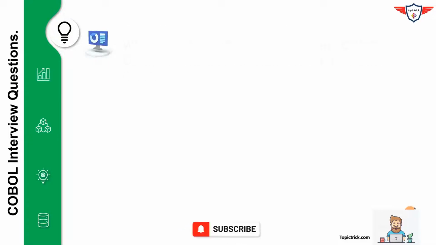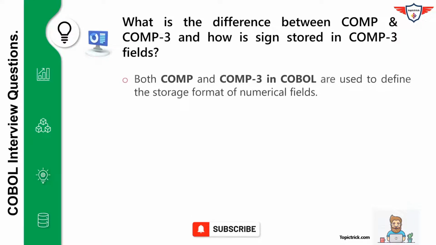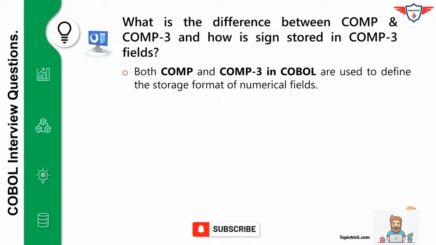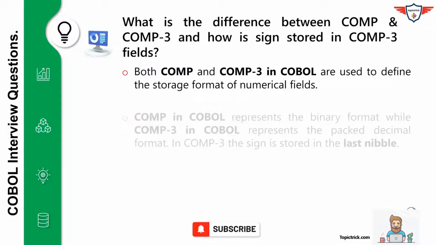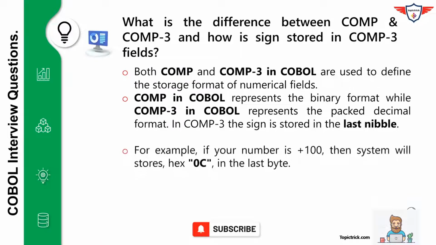What is the difference between COMP and COMP-3, and how is the sign stored in COMP-3 fields? Both COMP and COMP-3 in COBOL are used to define the storage format of numerical fields. COMP represents the binary format, while COMP-3 represents the packed decimal format. In COMP-3 the sign is stored in the last nibble. For example, if your number is plus 100, then the system stores hex 0C in the last byte.